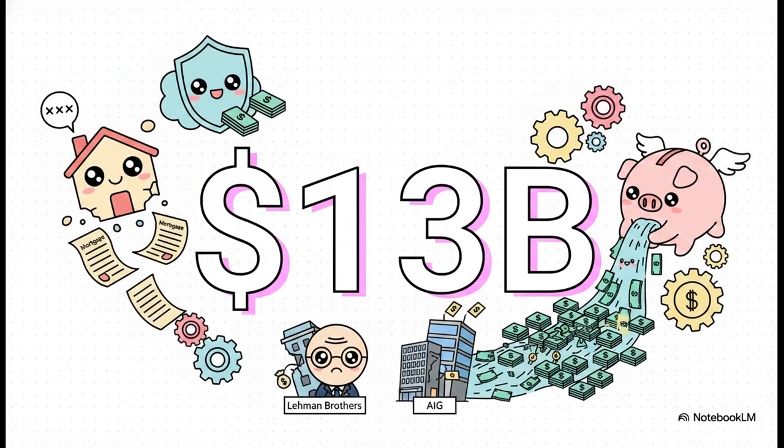And inevitably, when those underlying mortgages defaulted, the insurance had to pay out. During the peak of the crash, the former CEO of Goldman Sachs, Henry Paulson, happened to be the U.S. Treasury Secretary.